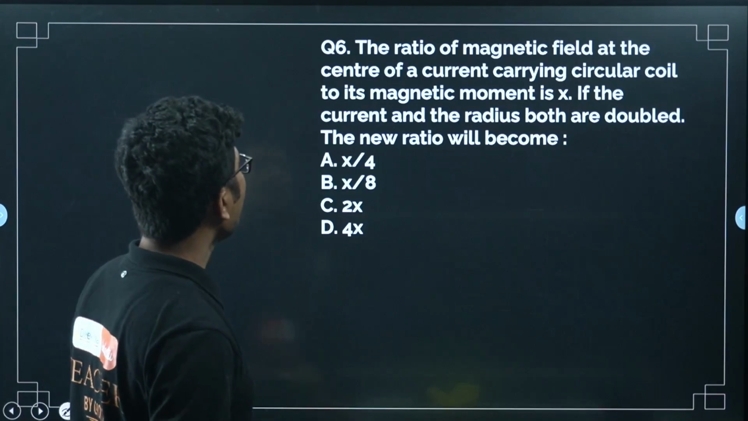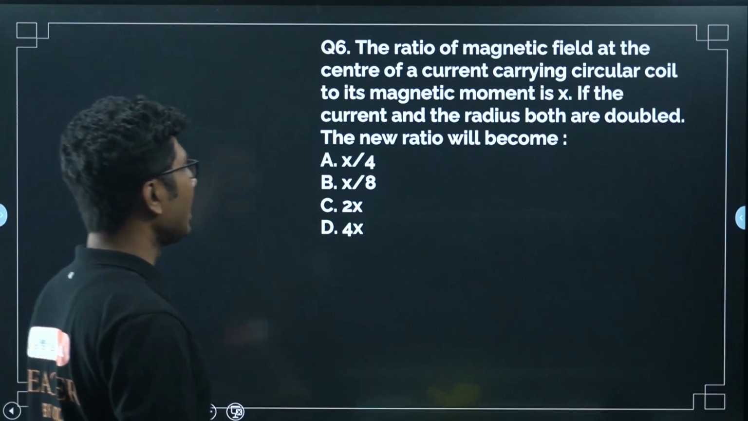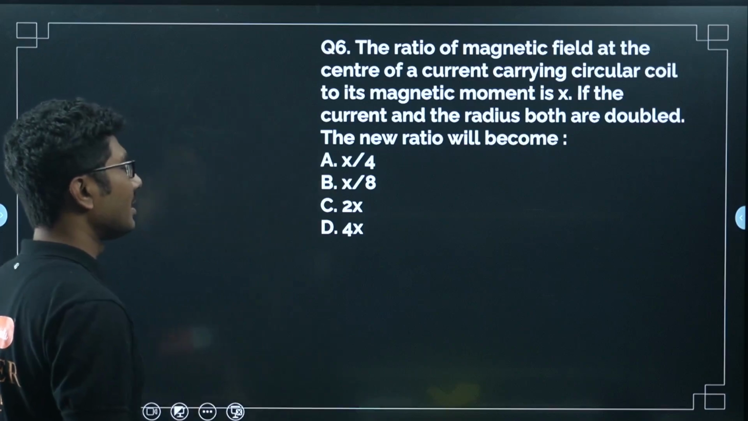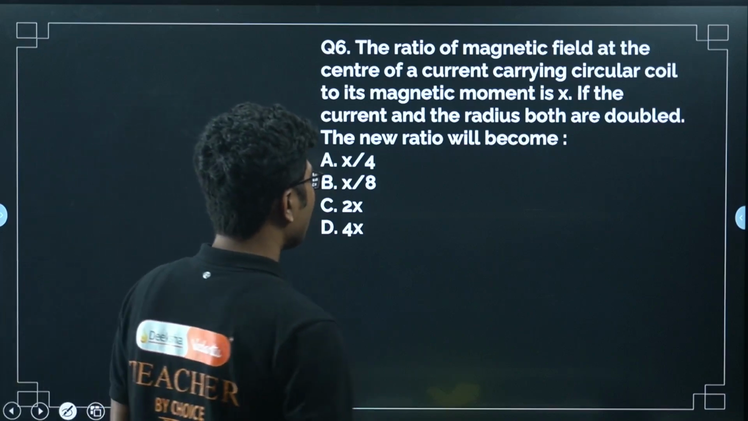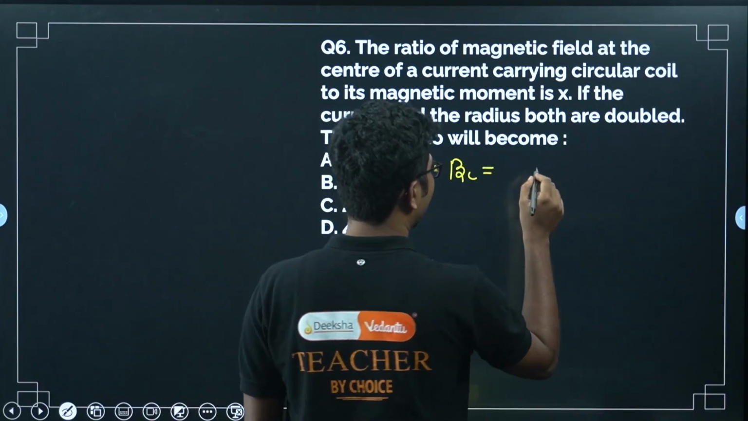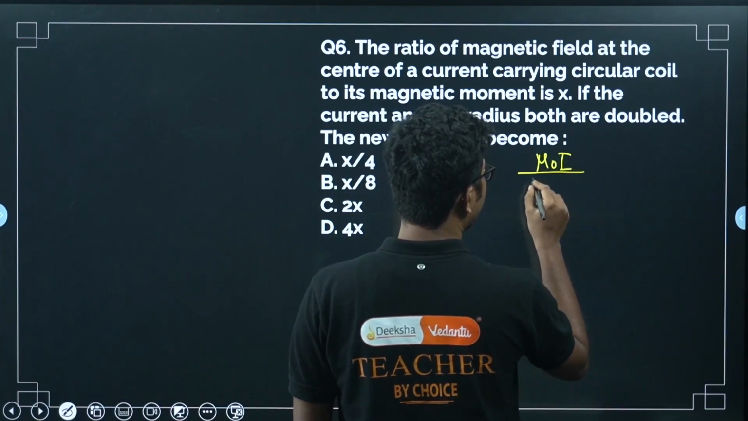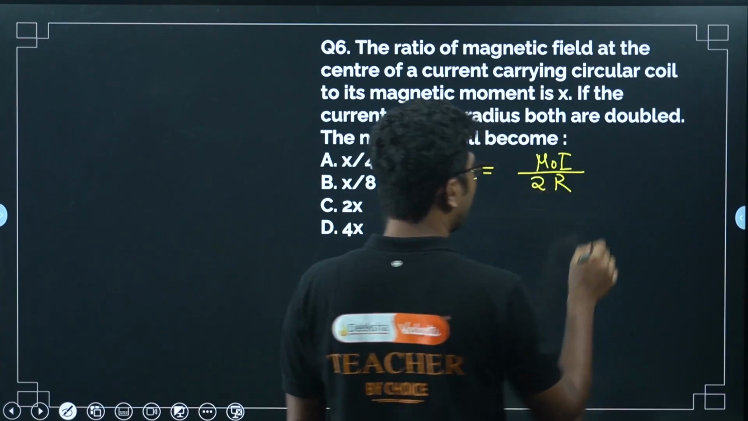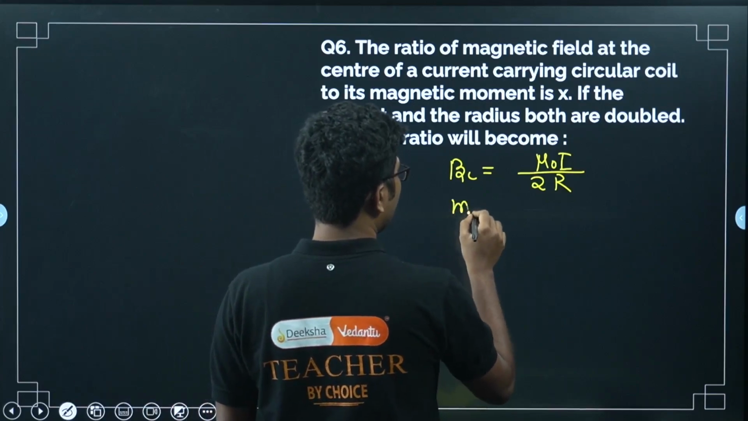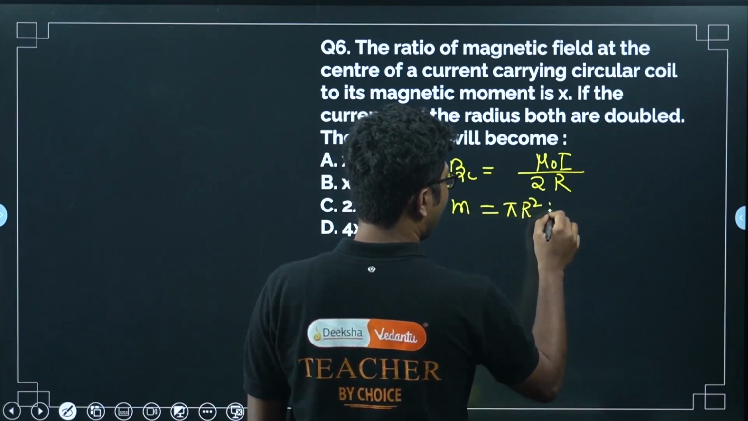Now let's move on. The ratio of magnetic field at the center of a current carrying circular coil to its magnetic moment is x. If the current and the radius both are doubled, then the new ratio will become. Now magnetic field at the center of the coil is given by, I have written that formula multiple times, mu naught I divided by 2r, right? So this is the formula, and the magnetic moment is given by pi r square I.